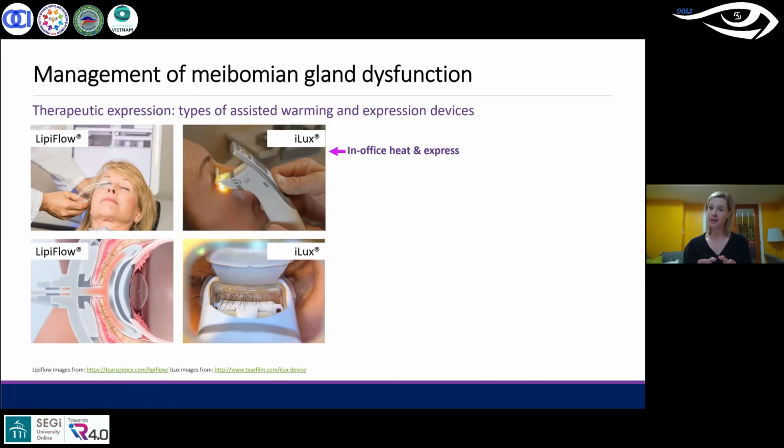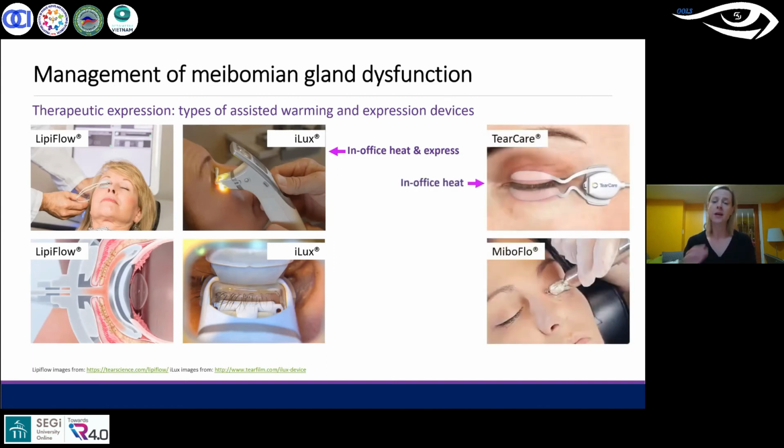iLux is a handheld device. The practitioner will work around the top and bottom eyelids of both eyes. But again, it does the same principle in the sense that it initially warms for up to 90 seconds, or can take less than that. And then there's a pulsing that the practitioner is in charge of, a button that you can push against the lid margin to try and evacuate your melted Meibom. So when we say thermal pulsation, we're talking in-office procedure, not at home.